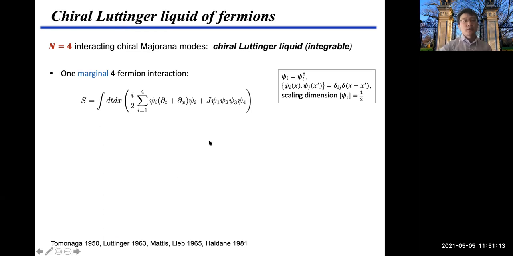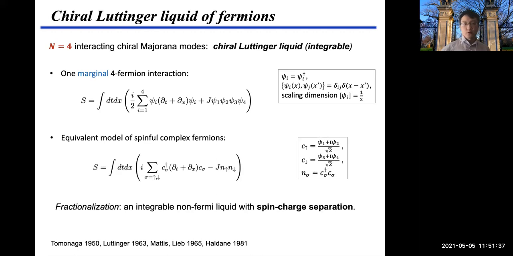Well, things become a little bit non-trivial when you increase the number of chiral edge channels. For instance, if we consider n = 4 interacting chiral Majorana modes, the theory actually becomes a chiral Luttinger liquid, which is still integrable, but the interaction is doing some non-trivial things now. So in this case, one could have an interaction among all the 4 fermions, which, if you count the scaling dimension, is actually a marginal interaction.